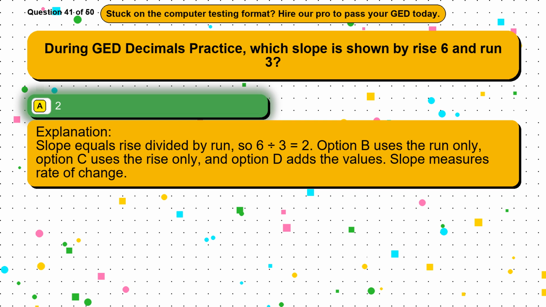Option B uses the run only, option C uses the rise only, and option D adds the values. Slope measures rate of change.